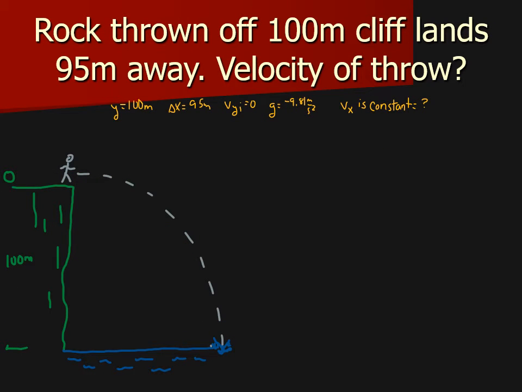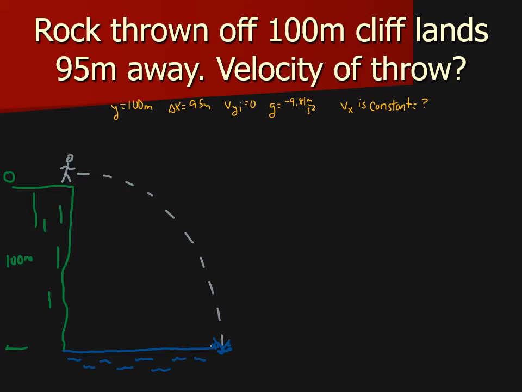Okay, now we have a rock being thrown off of a 100-meter cliff. So now we're on a bigger cliff, a 100-meter cliff, and it's going to land 95 meters away. And the question simply here is, what is the velocity of the throw? I don't have this one all worked out, so I guess I have to use my little cheat sheet here in front of me and work the problem with you.